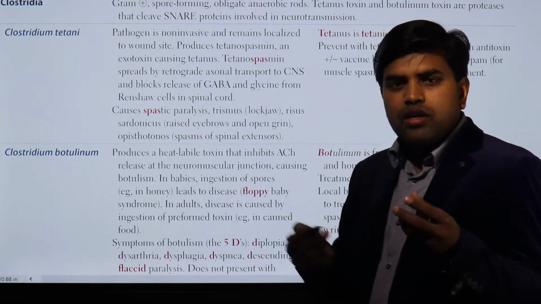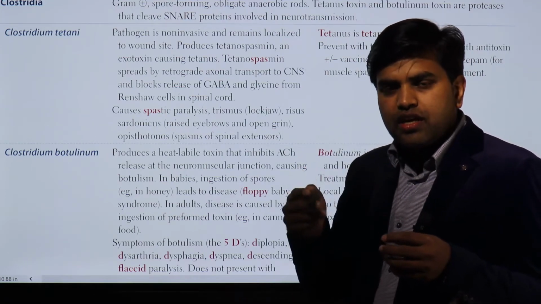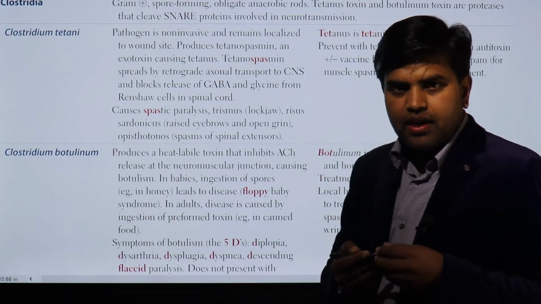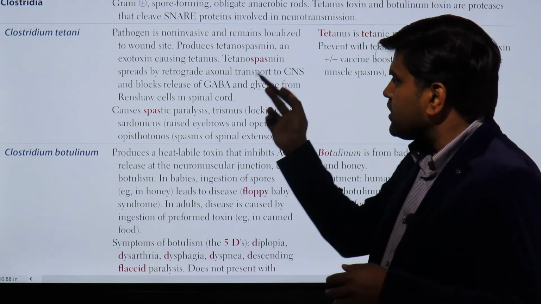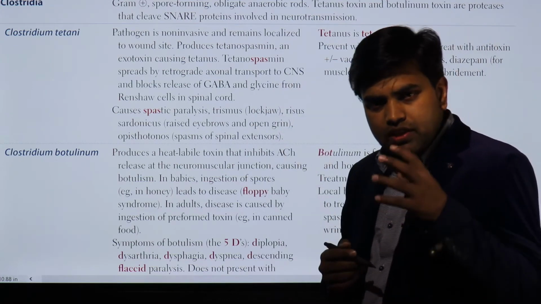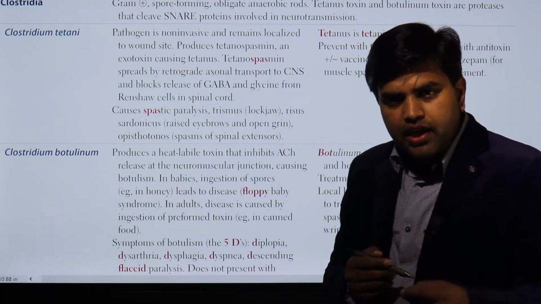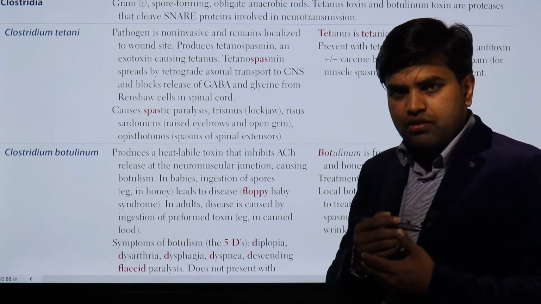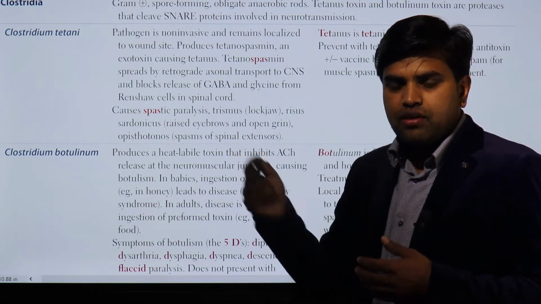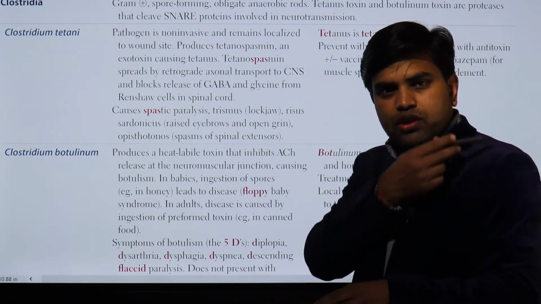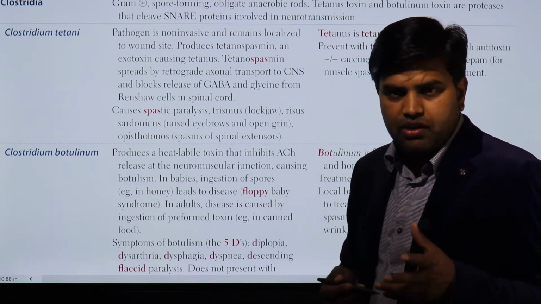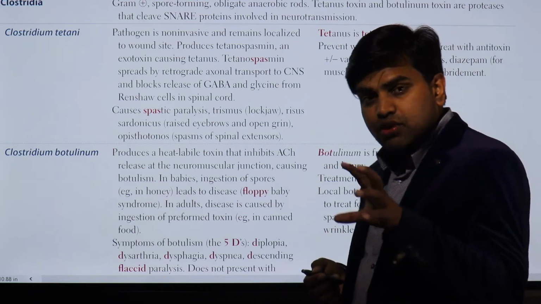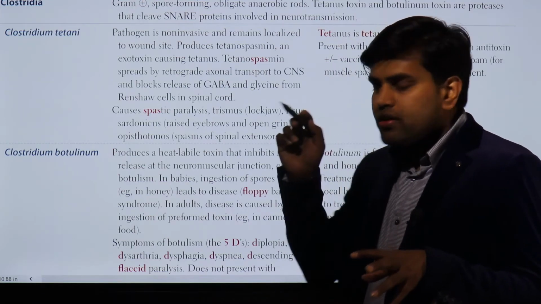They will localize to the wound site and cause infection. When there are that many bacteria, they release the toxin known as tetanospasmin. Once this tetanospasmin is released, it gets transported in a retrograde fashion. That means if it is here, it is transported backward and reaches the central nervous system, that is the spinal cord.